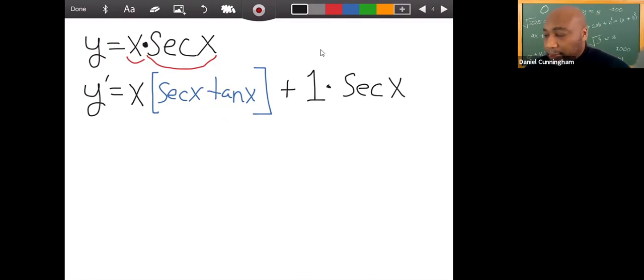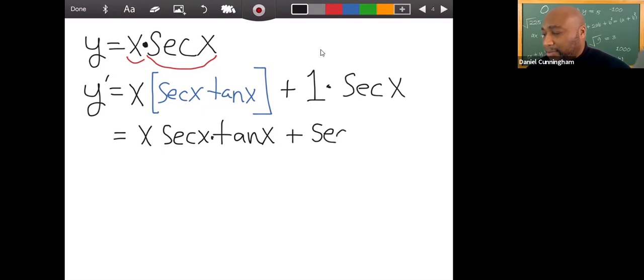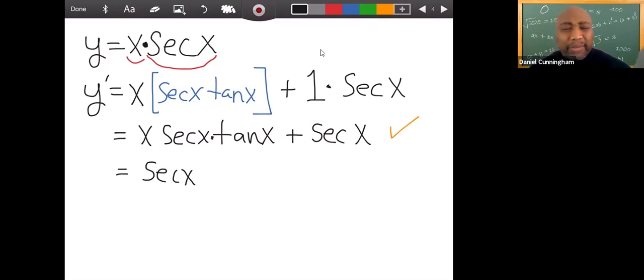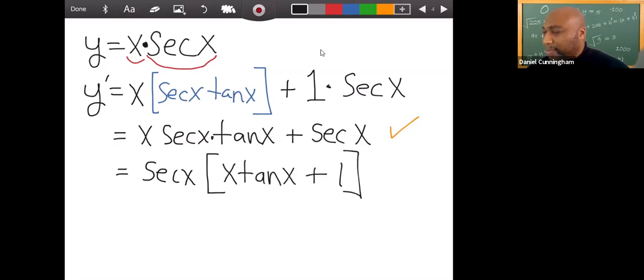So in this case, we end up with x secant of x tangent of x, and again, these are multiplied together, plus 1 times secant of x is just secant of x. And we can have that as our answer. Now, if you want to factor out and say, hey, Mr. C, I want to factor out what's common in each term, you can. So you can say secant of x, factor that out because that's in both of them. And we're left with in the bracket, x tangent of x plus 1. And so that's another way you could write it.